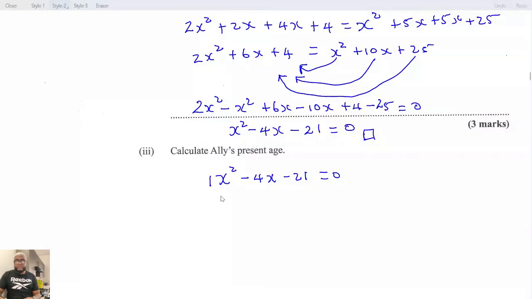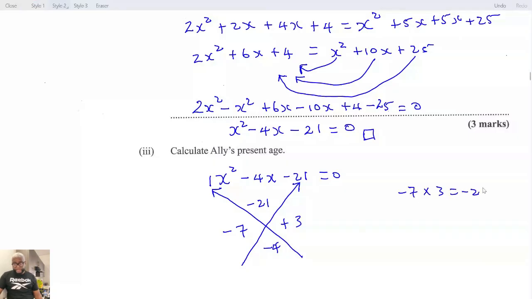Right. So you're multiplying 1 by negative 21. 1 multiplied by negative 21 will give me negative 21. And then you bring down the negative 4. Are there any 2 numbers I can multiply to give you negative 21 and the same 2 numbers can add or subtract to give me negative 4? What numbers are you looking at? Negative 7 and positive 3. Does it work? Negative 7 multiplied by 3 will give me negative 21.